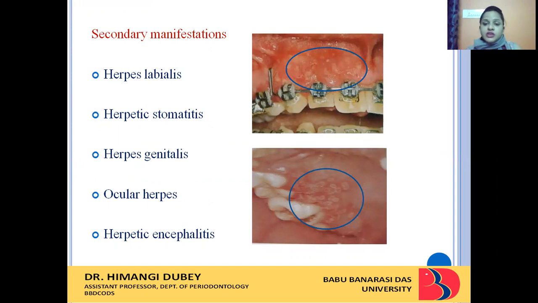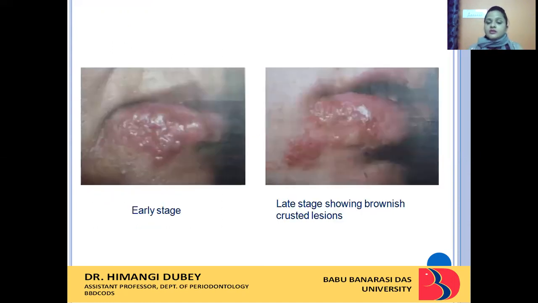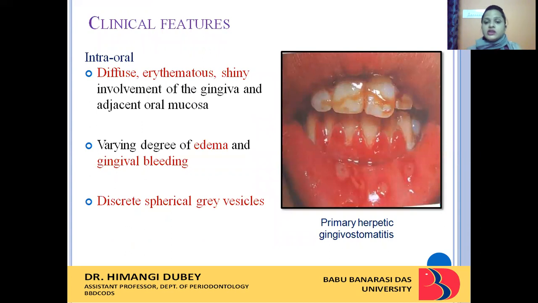Secondary herpetic stomatitis can occur as a result of dental treatment and may present as pain away from the site of treatment 2 to 4 days later. Careful inspection for characteristic vesicles may be diagnostic. Here we can see in this figure recurrent herpetic vesicles in the lip, early stage and late stage showing a brownish crusted lesion.